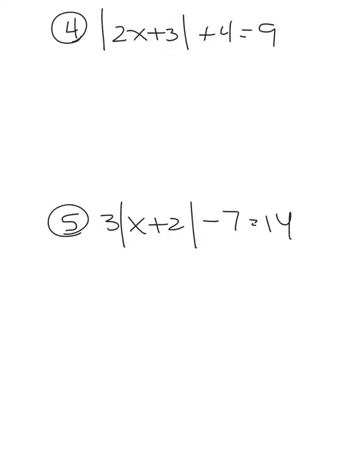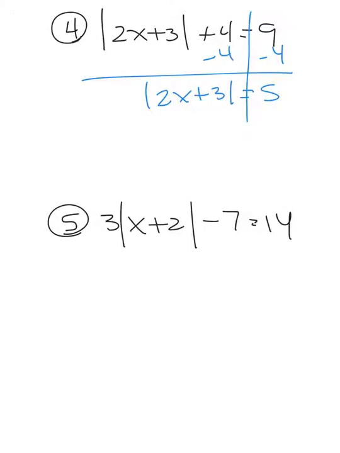And looking at our next set of problems, we are a little bit more in depth. So when I look at number 4, I notice that I don't have my absolute value symbol by itself. It's not isolated yet. So I need to get rid of this 4 first. So I'm going to bring the 4 to the other side, which gives me the absolute value of 2x plus 3 is equal to 5. Now, once that absolute value symbol is isolated, I can then split it. So I have 2x plus 3 is equal to 5, and my other equation is going to say 2x plus 3 is equal to -5.